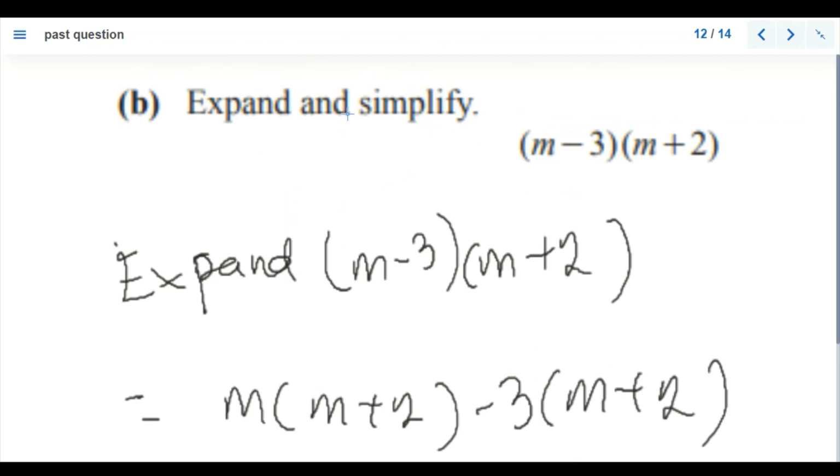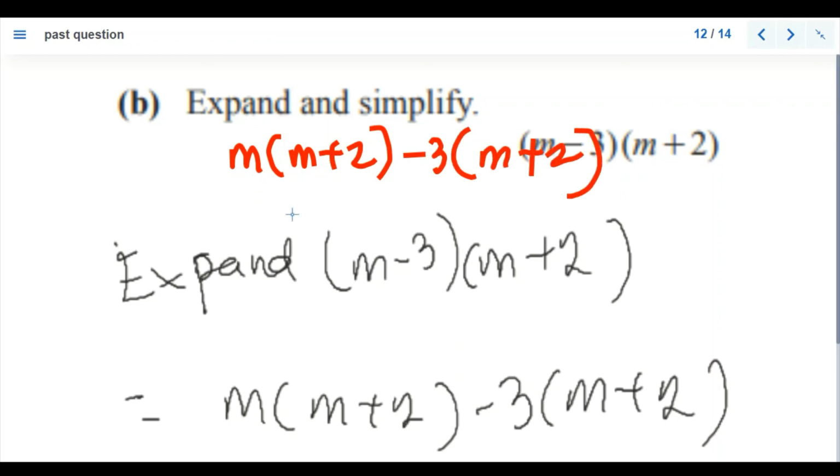We have another past question here that we have to look at, which is expand and simplify m minus 3 m plus 2. So we are multiplying m with m plus 2 and minus 3 with m plus 2. So now let's multiply m into bracket m plus 2 and minus 3 into bracket m plus 2. So m times m will give us what? m squared. Now m multiplied by 2 will give us what?